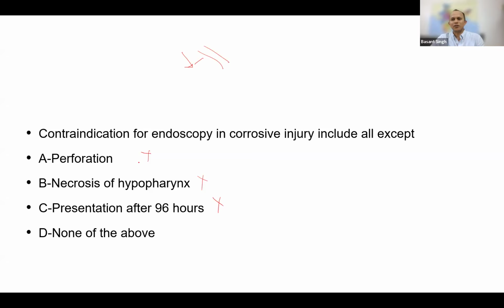What purpose will it solve? We know that the patient has a high grade injury. Your endoscopy will not seal the injury, not prevent the injury. So why do you want to do endoscopy in a grade 3 injury? Why do you want to prognosticate? We know that this is a high grade injury by the appearance of the patient. That is why people are saying that not all patients require endoscopy.